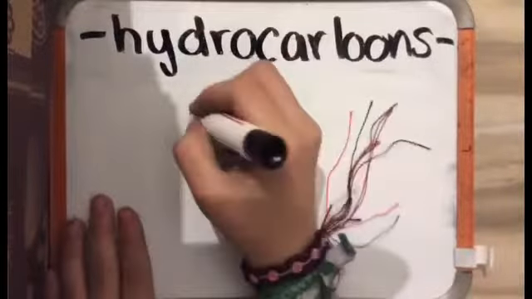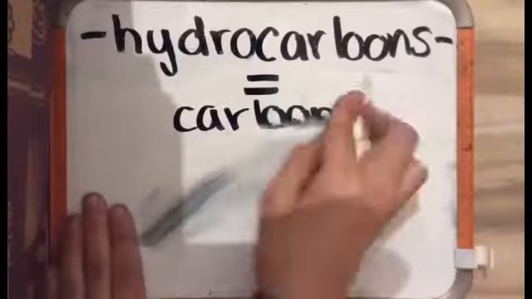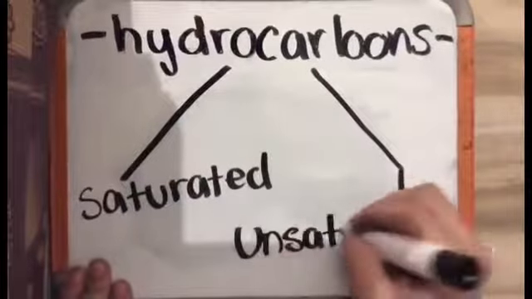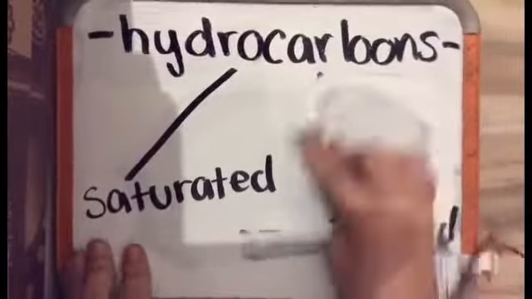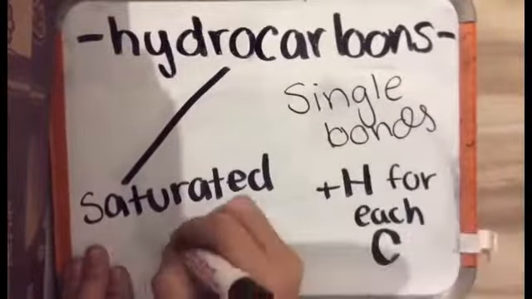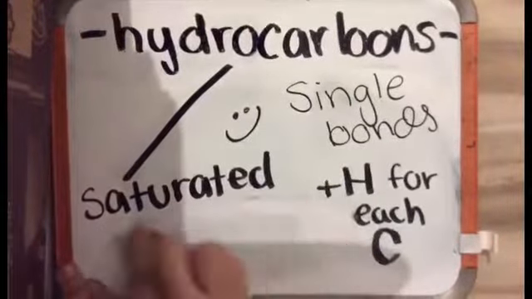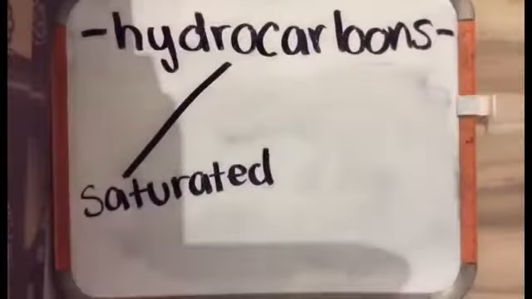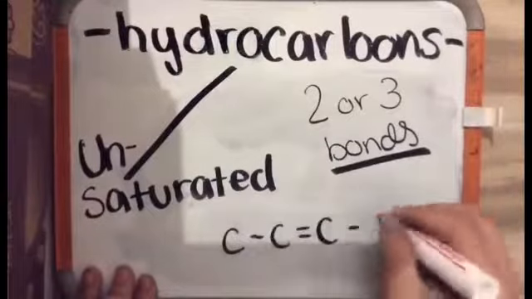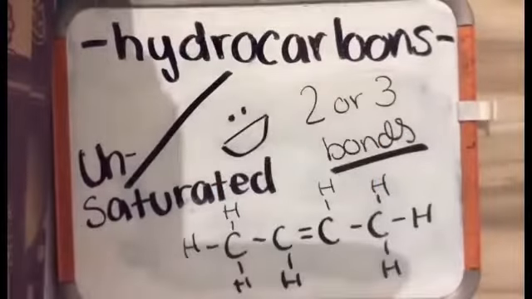A hydrocarbon is an organic compound made out of nothing more than carbon and hydrogen. It is possible to divide hydrocarbons into saturated and unsaturated hydrocarbons by their bonds. Saturated hydrocarbons have single bonds, and each carbon atom has the most atoms of hydrogen, while unsaturated hydrocarbons have double or triple bonds, meaning they have less hydrogen for each carbon atom.